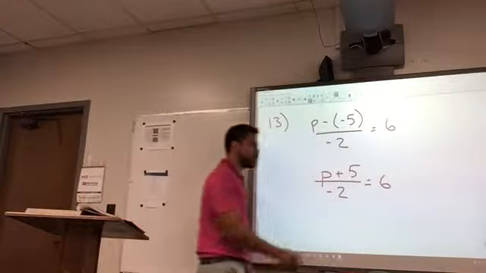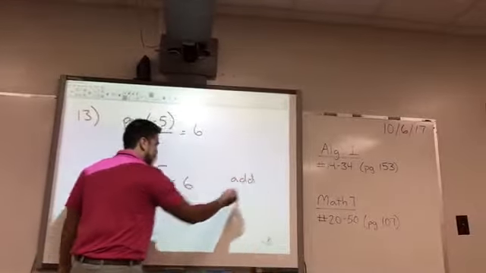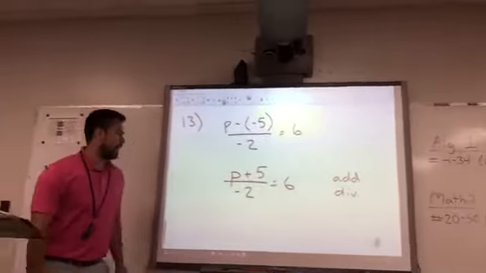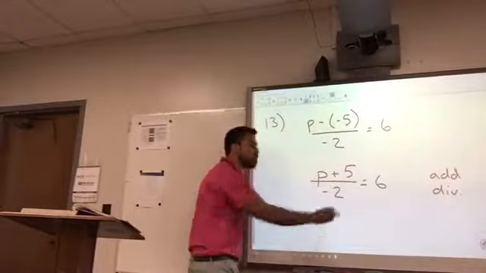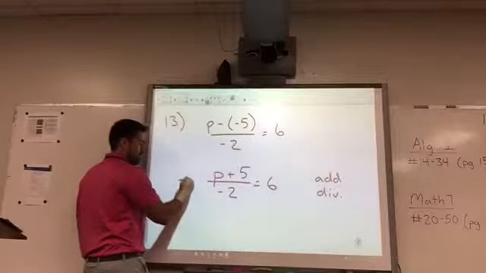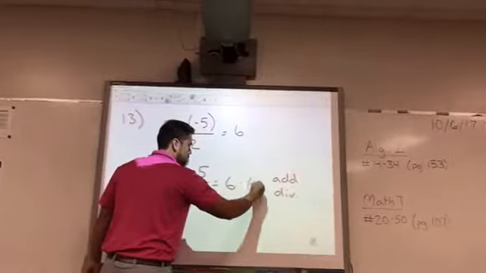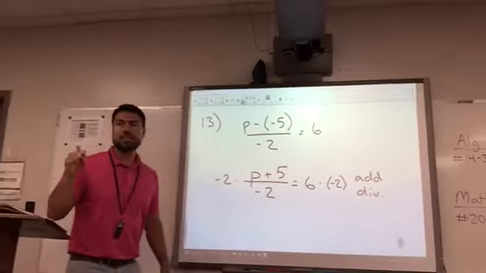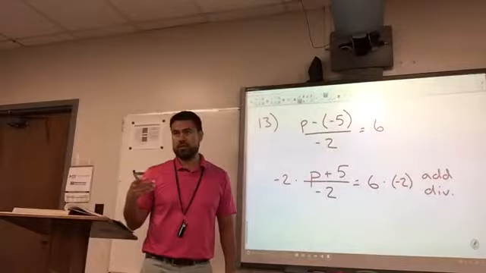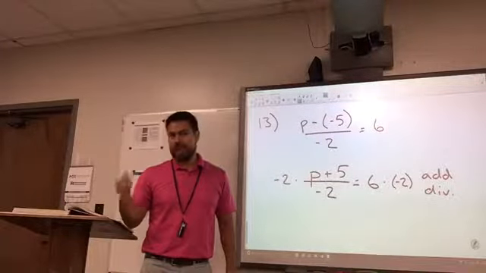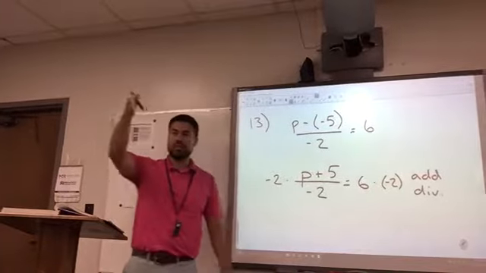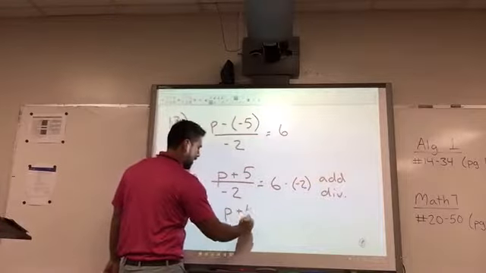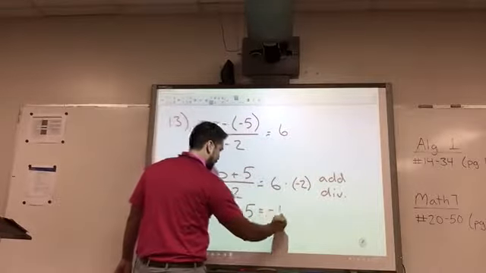What's happening to P? It's first being added now, and then it's being divided. And I'm going to reverse that order. So what do I multiply both sides by? Negative 2. Okay, the negative 2's cancel each other out. What's negative 2 divided by negative 2? Give me the full answer. Negative 2 divided by negative 2 is positive 1. Good. So they cancel each other out. I'm left with P plus 5 equals negative 12.